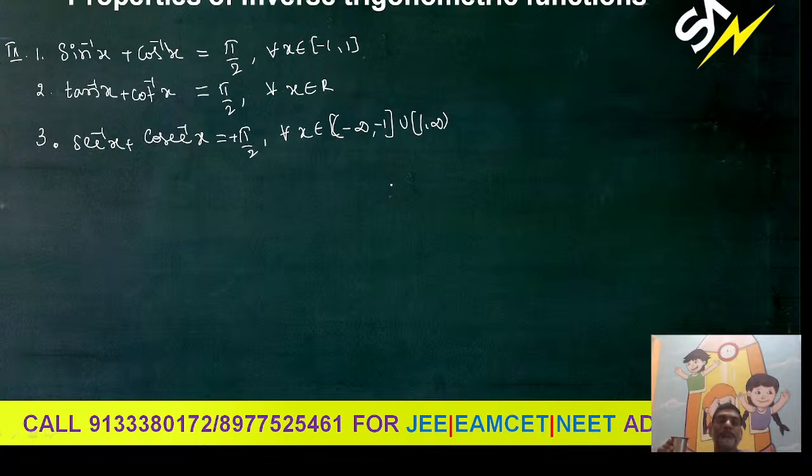I repeat once again. Sine inverse of x plus cos inverse of x is equals to pi by 2 for all x belongs to closed interval minus 1 comma 1. And the second formula, tan inverse of x plus cot inverse of x is equals to pi by 2 for all x belongs to R. And the third formula, secant inverse of x plus cosecant inverse of x equal to pi by 2 for all x belongs to open minus infinity comma minus 1 closed union closed 1 comma infinity. Right?